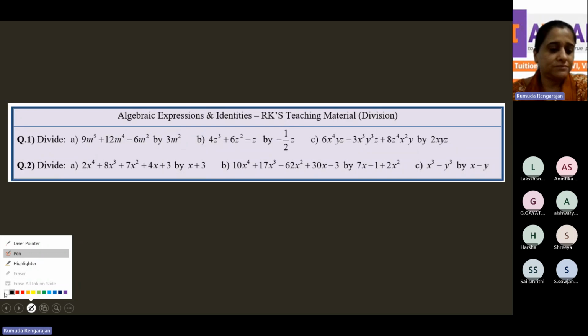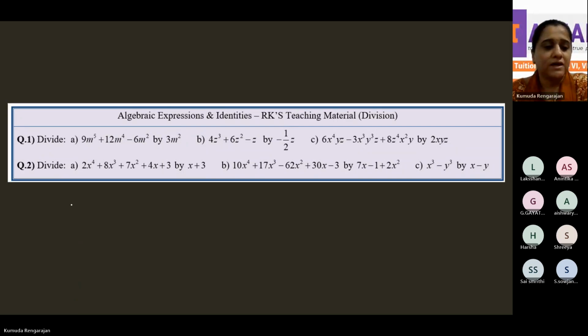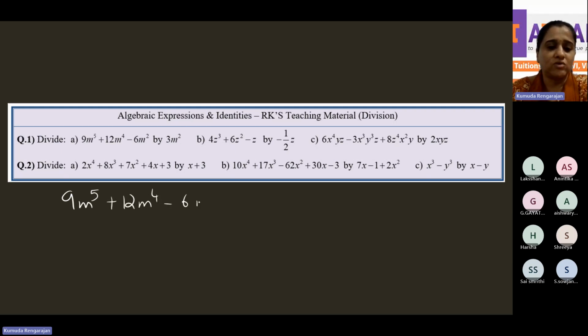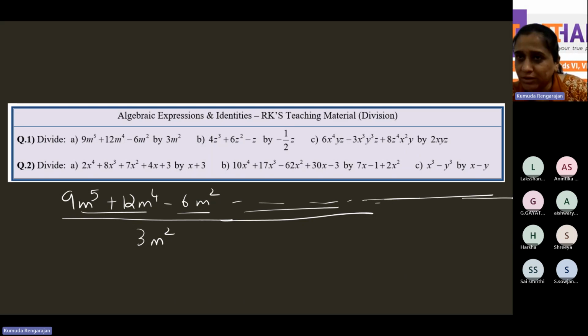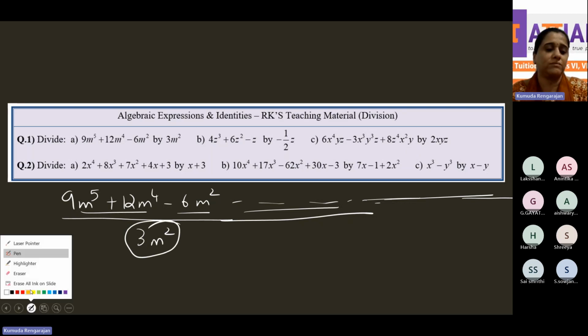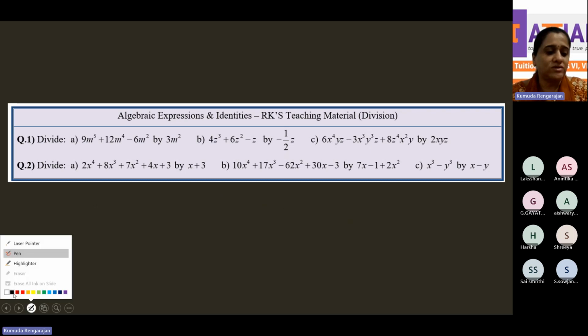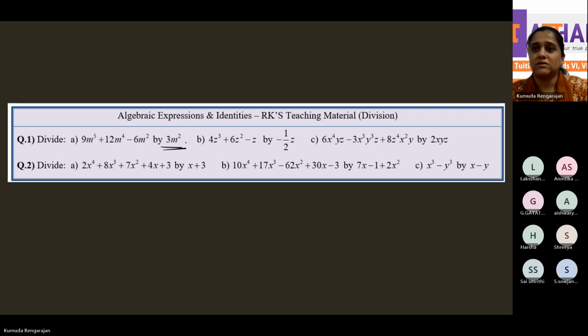Here, in the first question, we have 9m to the power 5 plus 12m to the power 4 minus 6m squared divided by 3m squared. I'm saying you can have more terms also here. You can have two terms, three terms, four terms, five terms, six terms, any number of terms in the numerator, but divided by a single term in the denominator, that is a monomial. So this is division by a monomial. The first question is division by a monomial. The second one also by a single term, by a monomial. The third one is also a single term, monomial.